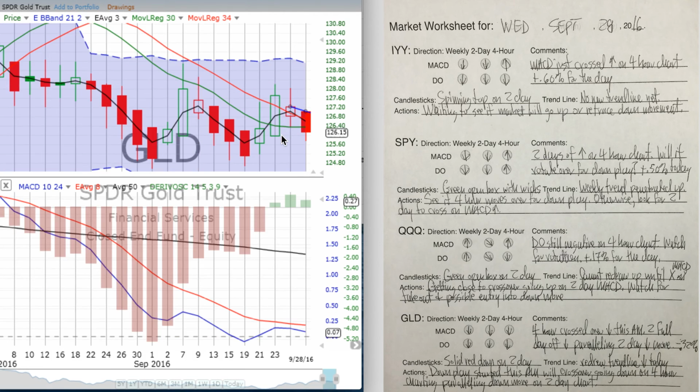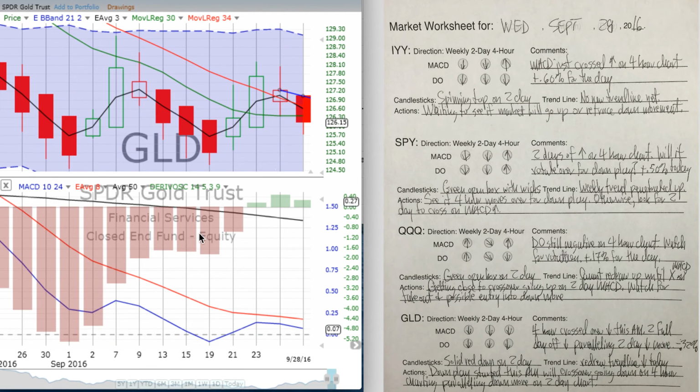And we did. We redrew that trend line based upon the fact that it was already crossed over going down, and we couldn't redraw it until now because we've just had 2 candles moving down. So we redrew that trend line. Actions: down play started this morning, AM, will cross over going down on 4-hour chart, paralleling down move on 2-day chart. That's what your daily worksheet does for you.